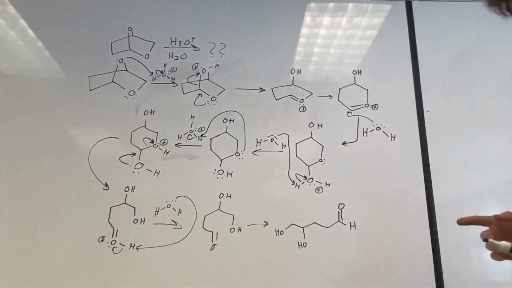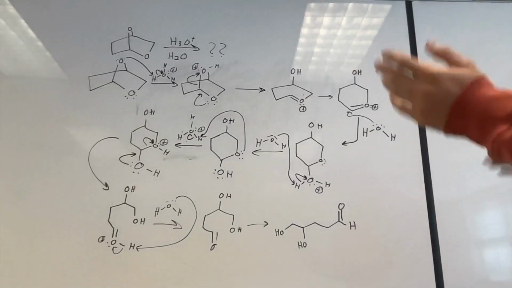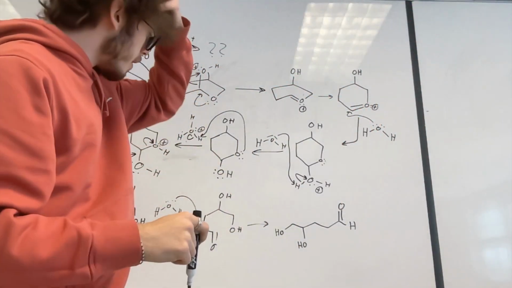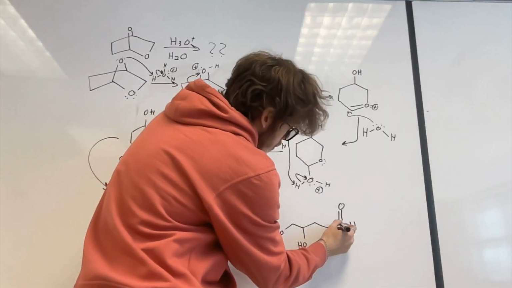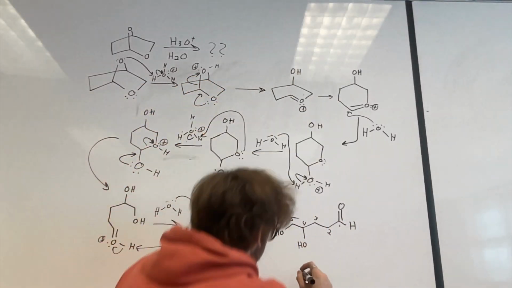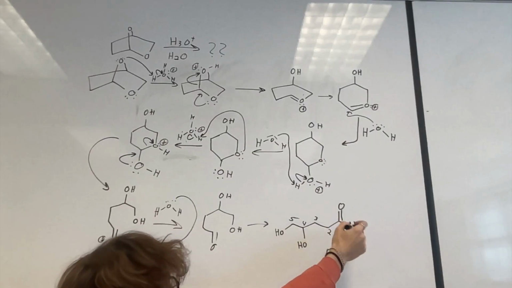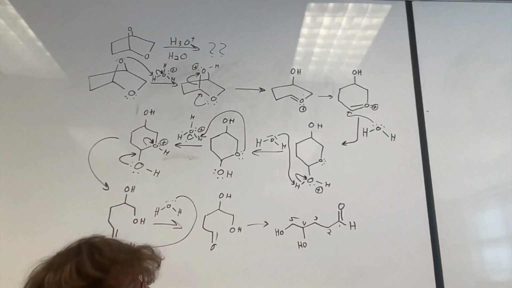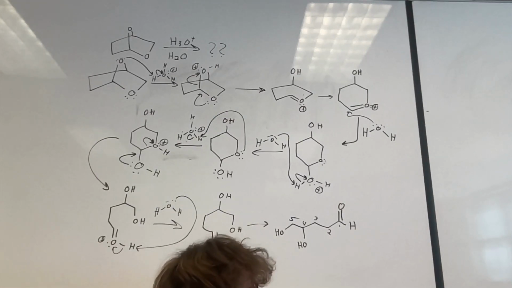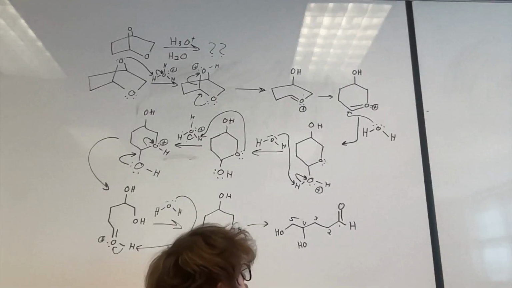Let's give it a name, why don't we? Just for more added fun. So how many carbons do we have? We have 1, 2, 3, 4, 5. So this is a pentane. We start numbering from right to left because our aldehyde is on the right. This is a dihydroxy compound.